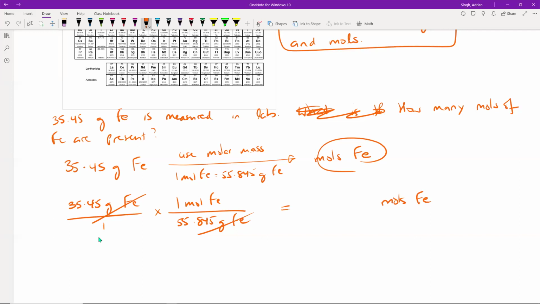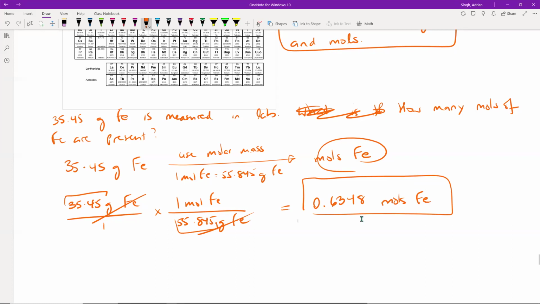35.45 divided by 55.845, and we need to have 4 sig figs because that's our initial value. The other one has 5 sig figs, so 0.6348 moles of Fe in that sample. So the answer makes sense, both in terms of the unit, and in terms of the magnitude of the number as well.